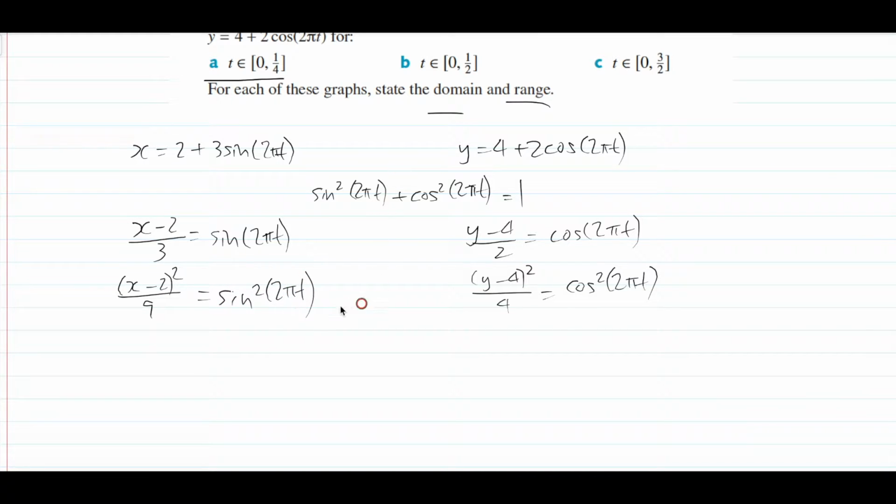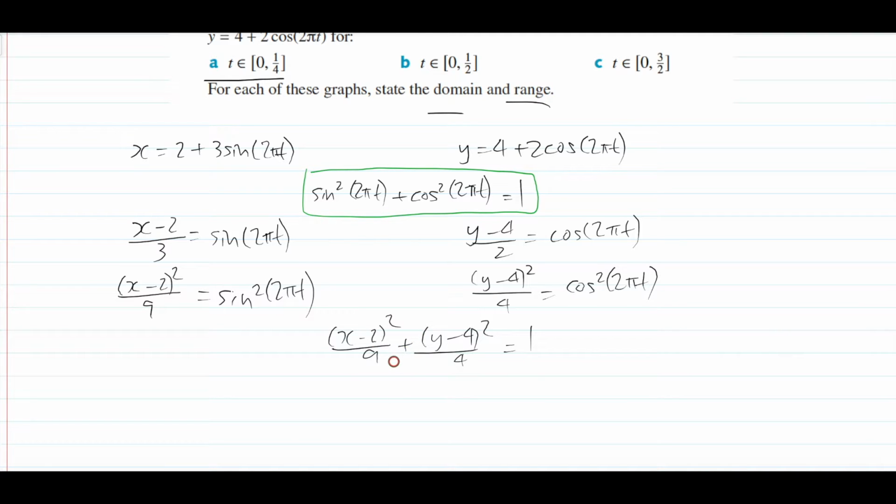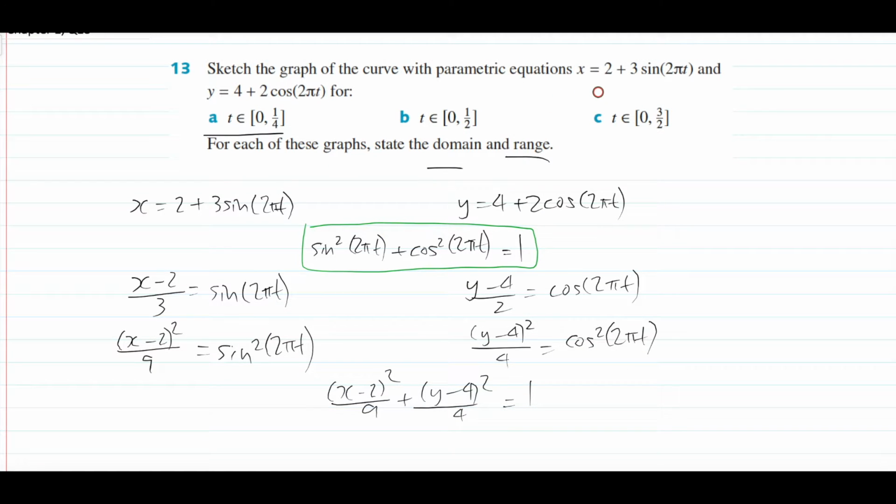Okay, so once again we have sine square and cos square. If you add these two together, we get 1, the identity rule. And of course, it only makes logical sense that if we add these two, (x minus 2) square over 9 and (y minus 4) square over 4, we should also get 1. And there we go. That is our Cartesian equation for this pair of parametric equations.